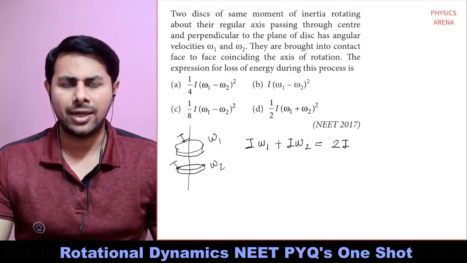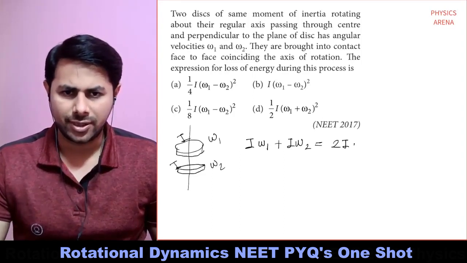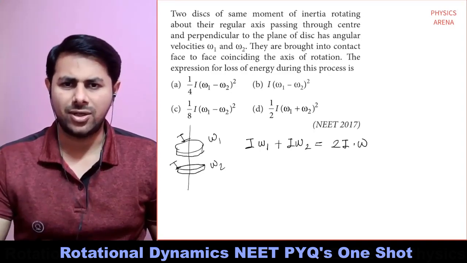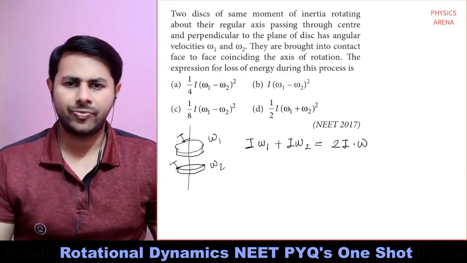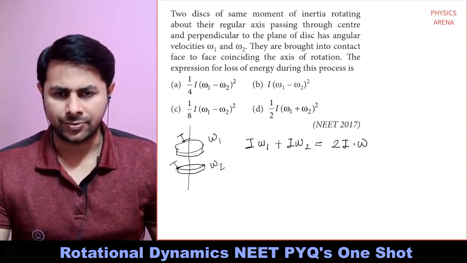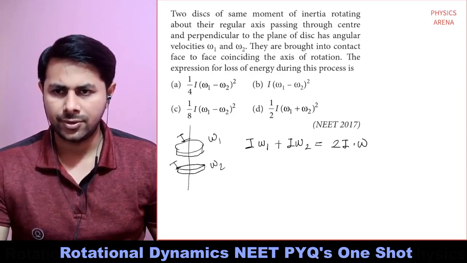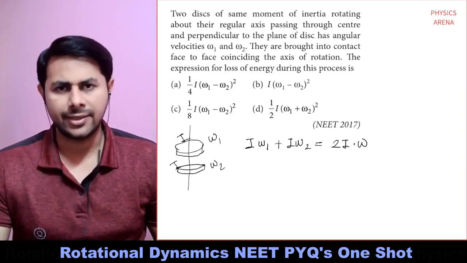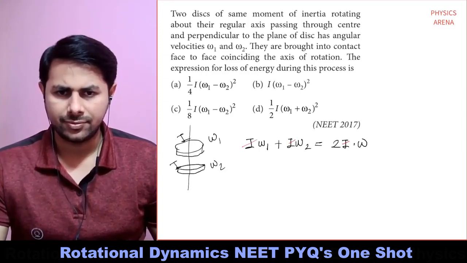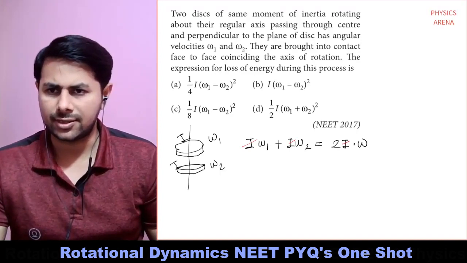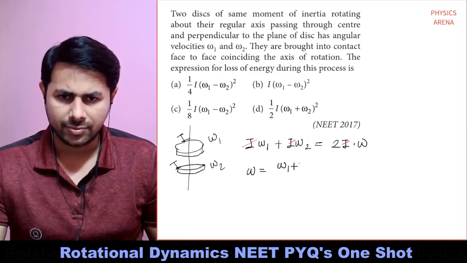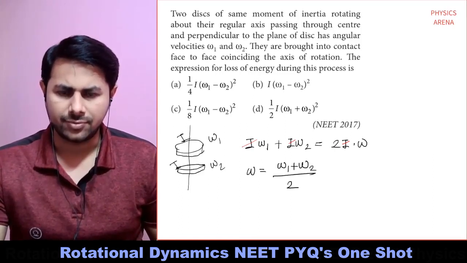And we don't know about the angular velocity. We have to find it out. So let's suppose angular velocity is omega, omega final, or let's call it omega only, because for initial angular velocities, it is omega 1 and omega 2. So I gets cancelled, right? You can take I common and cancel it out. Then you take the 2 on the other side. So you get omega equals omega 1 plus omega 2 divided by 2.